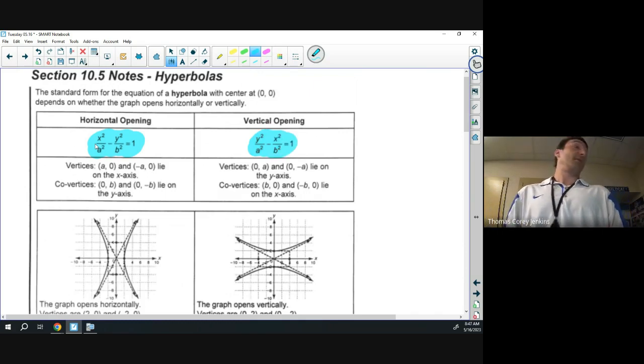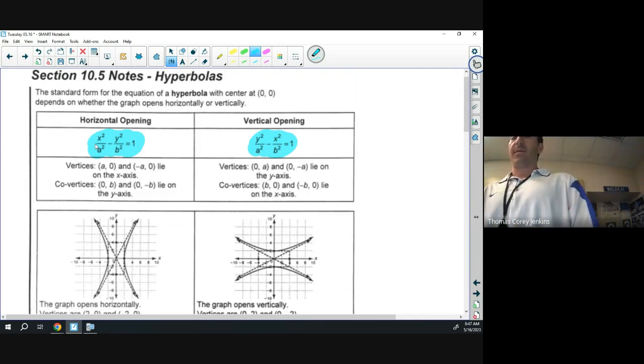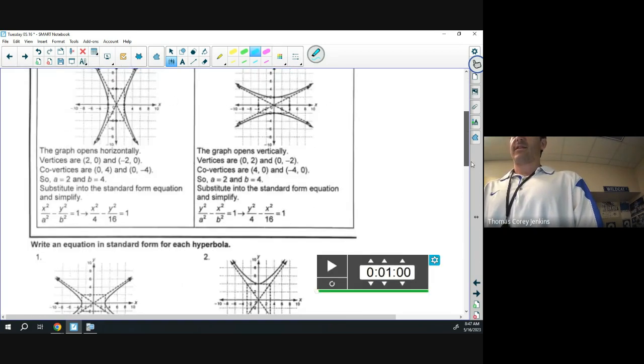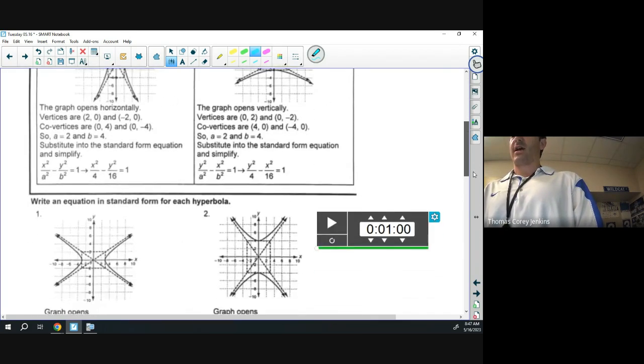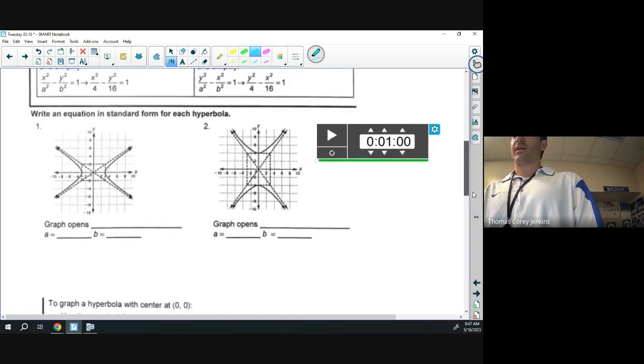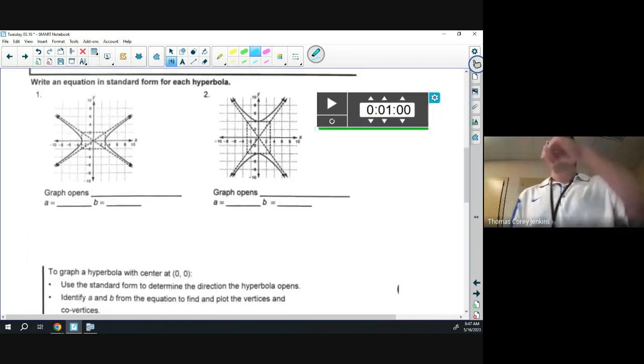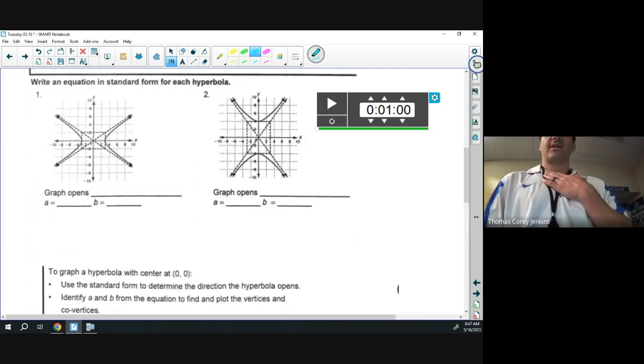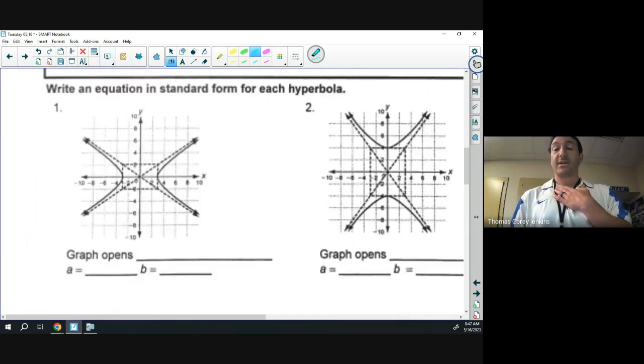We talk about similar stuff like we did yesterday. A and B yesterday meant vertices and co-vertices. That's what it means today, although we use them a bit differently. So this stuff is there for your information. I will go through a couple of these with you, okay? So let's go ahead and, without further ado, get to it.